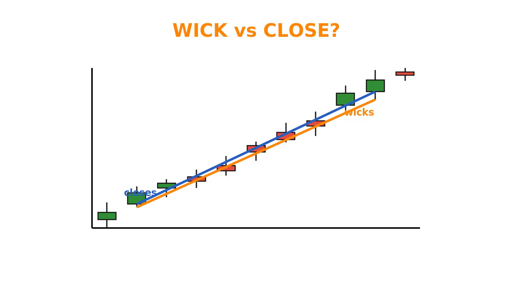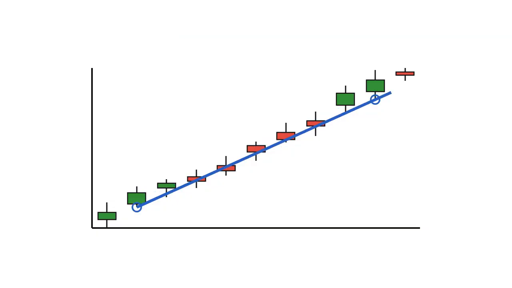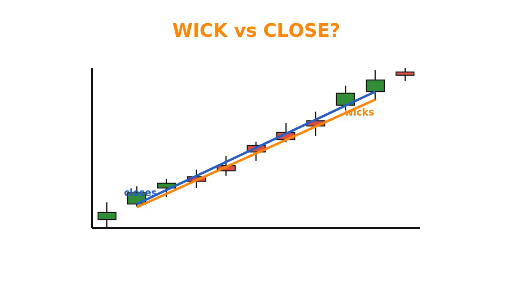Remember, each candle has a body, showing the open and the close, and thin wicks poking out, showing the absolute high and low of the session. So do you draw your line along the very tips of the wicks, or along the edges of the bodies, the closing prices? This is the wick-versus-close debate.